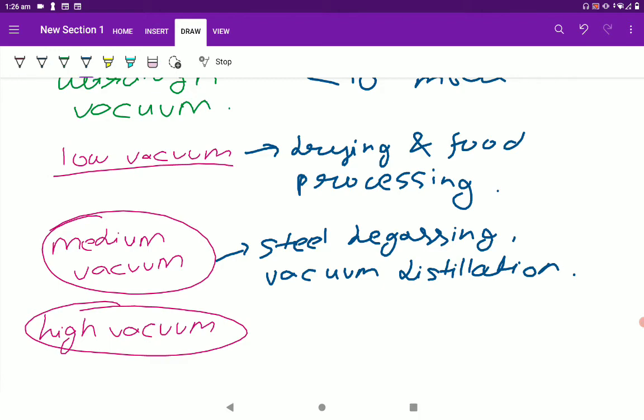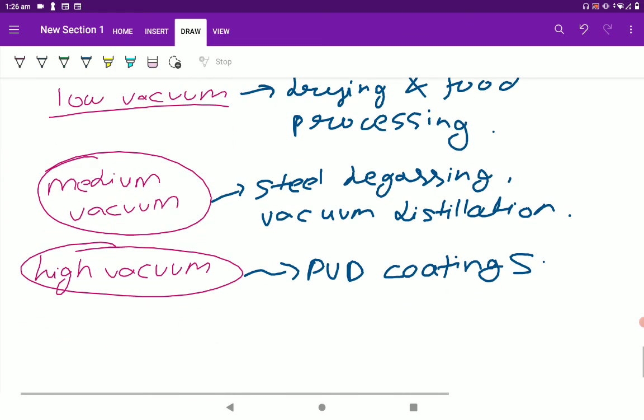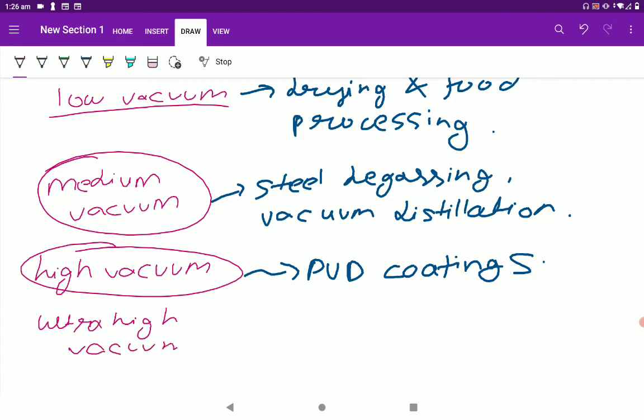High vacuum region is preferred mainly for PVD coatings, that is physical vapor deposition coatings. And ultra high vacuum region is preferred for surface analysis.